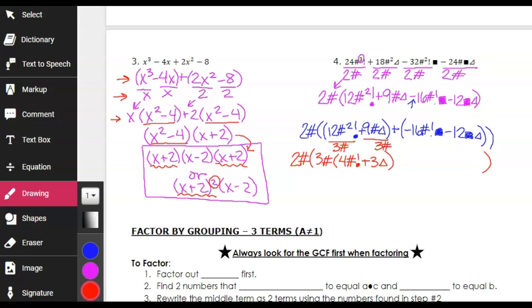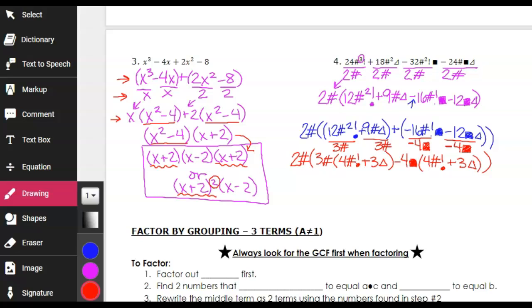Second group, GCF that can be taken out. There's a negative here, so I at least need to take out negative something. 16 and 12 are both divisible by 4, and I can take out a square. They both have a square that they can give up. So negative 4 square is the GCF. What's left over is 4 pound exclamation mark plus 3 triangle.